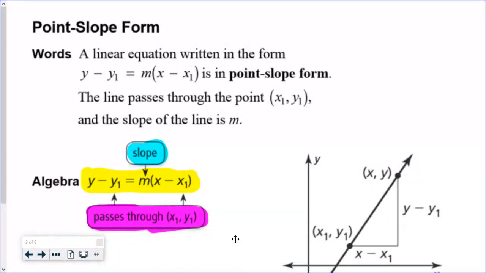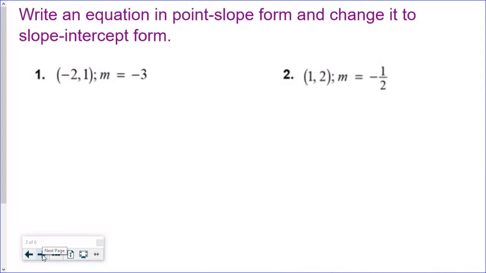So again, here's point slope form. If you don't know that and you haven't been logging in and doing your work, you might want to go back, but here's your point slope form. This is our starting point. It says write an equation in point slope form and change it to slope intercept form. So again, in case you forgot, here's x1, y1, here's m, and here's my point slope form.